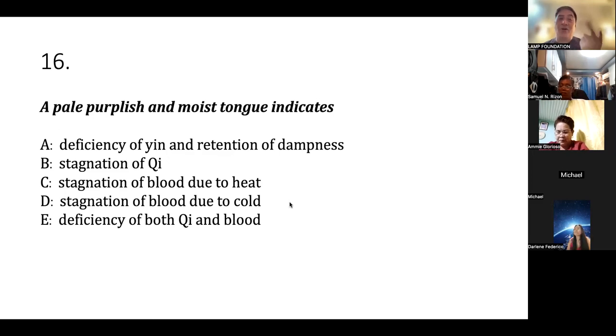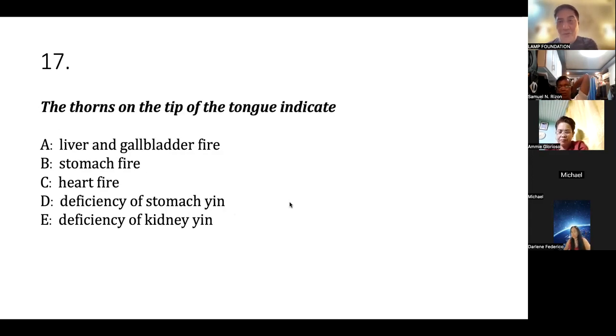Okay. So anong keyword doon? Para malaman mo cold. Cold kasi nagmo-moist siya. Okay, moist. Alam nyo na ha. Yes, Doc. 17. Thorns or spots.